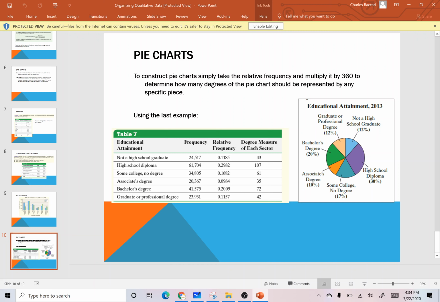High school diploma, notice it's 107. Well, a 90-degree angle is a right angle, which is basically like when the corner of a room, like the wall, touches the floor, that's a right angle, and that would be 90 degrees. Well, it's obviously bigger than that because it's 107 and not 90, and so on and so forth.